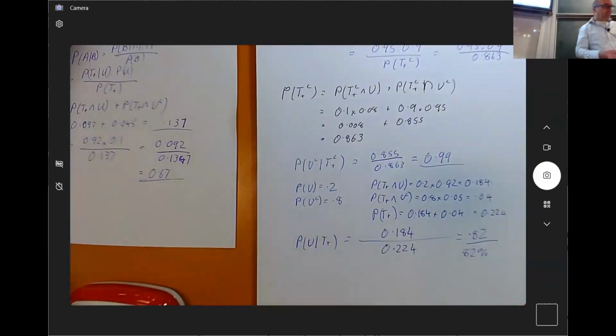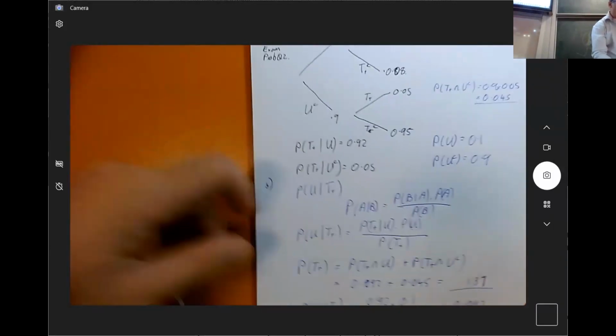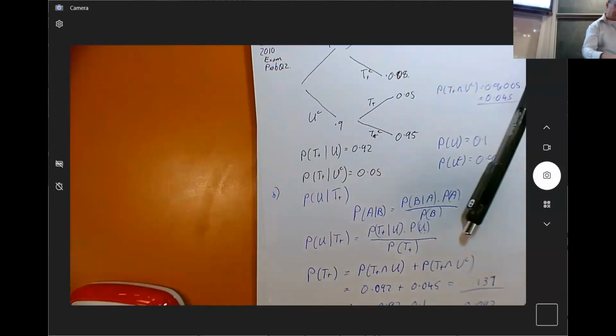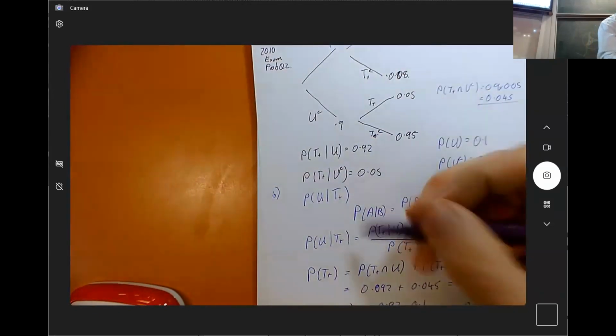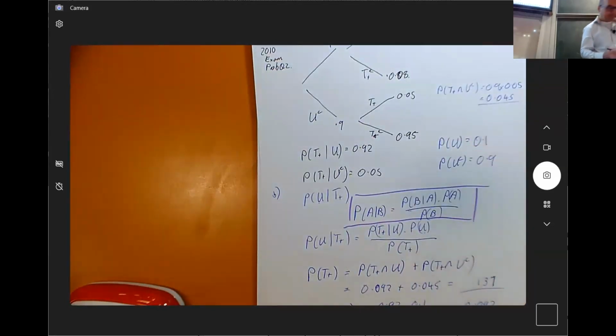You can see the rule that we're focusing on, I'll go back to this version of it. This is part of Bayes' rule, and there's this second part.